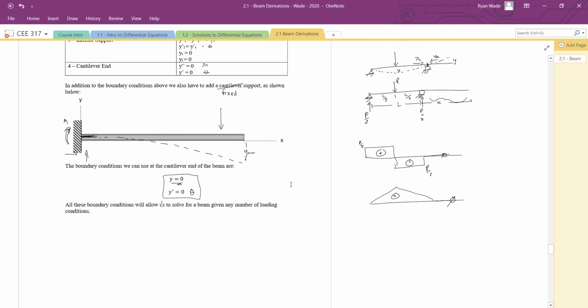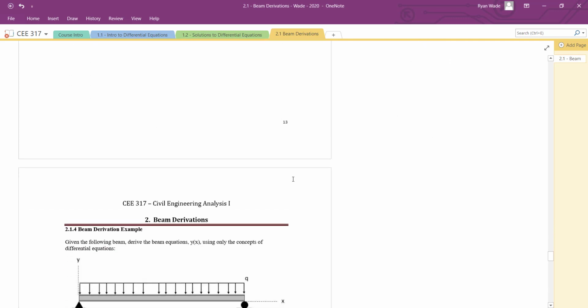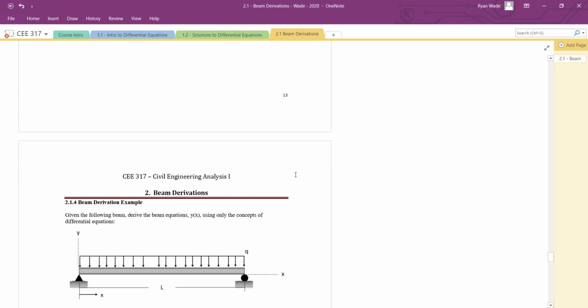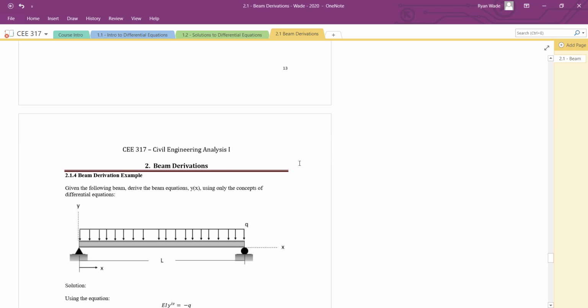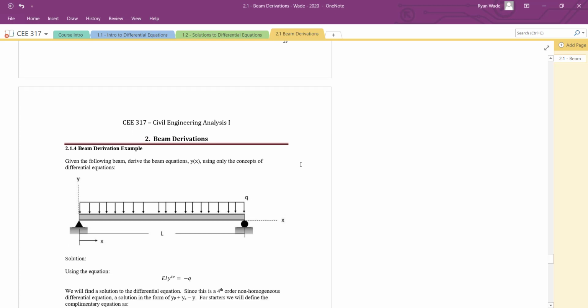What we're going to do now is just go through an example using a very simple beam, and I'll show you how to do a little bit more complex ones in later lectures. But right now we're just going to go through using this beam. We've seen this beam already, and basically it's a uniformly distributed beam of length L that's simply supported.